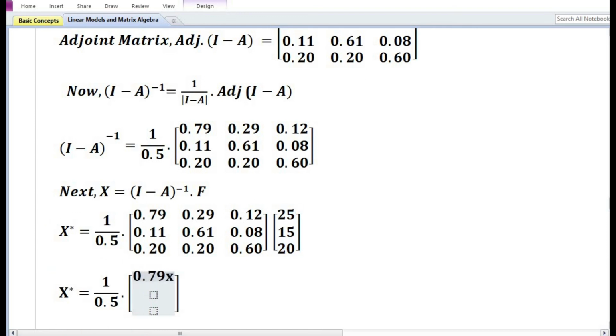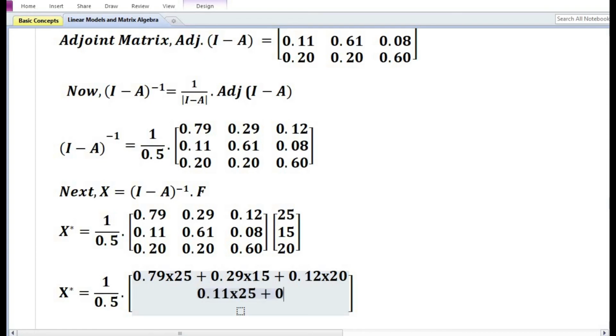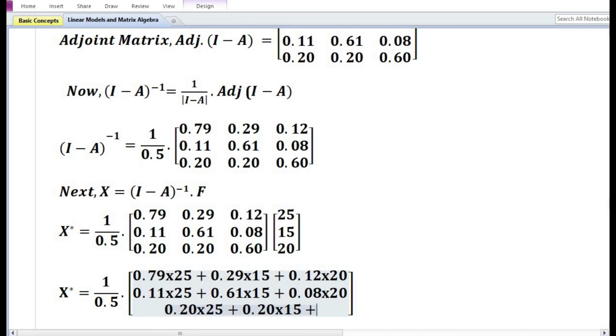0.79 times 25 plus 0.29 times 15 plus 0.12 times 20. For the second row, 0.11 times 25 plus 0.61 times 15 plus 0.08 times 20. For the third row, 0.20 times 25 plus 0.20 times 15 plus 0.60 times 20.